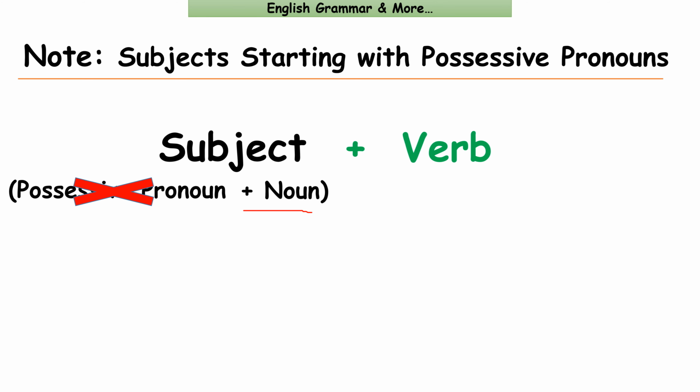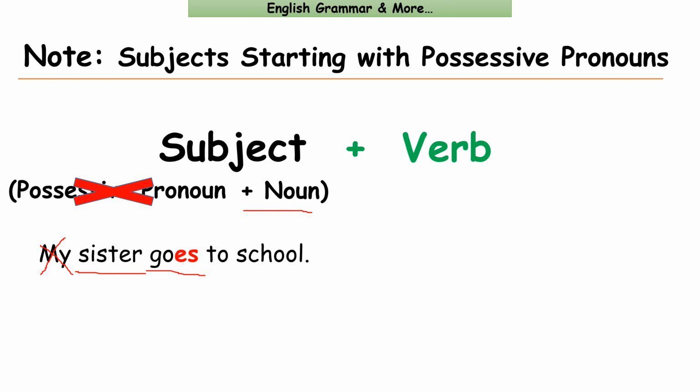Now, let's have a look at it in a few examples. My sister goes to school. As you can see here, the verb is for a singular subject. The reason is because the noun here is in the singular form, and this possessive pronoun, my, played no role in determining the form of the verb.